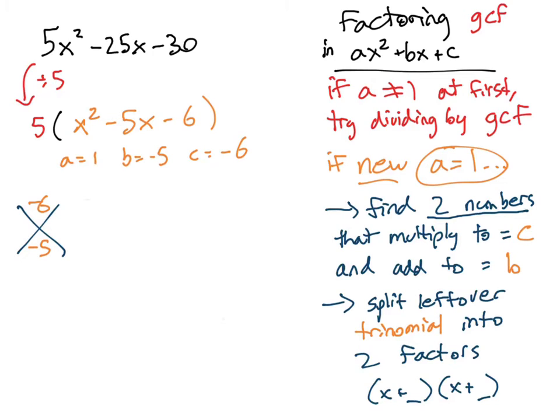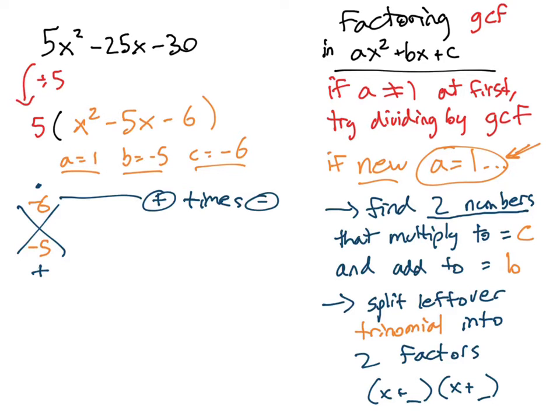So after we divided by that greatest common factor, 5, we have three new coefficients where the leading coefficient a is equal to 1. Then we're going to solve this number puzzle and find a pair of numbers that when we multiply them together equals the coefficient c, which in this case is -6, and when we add them together gives us -5. So if we're trying to multiply to get a negative number, that means that we need to have a positive number times a negative number.